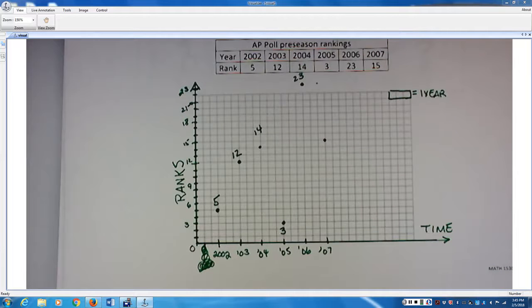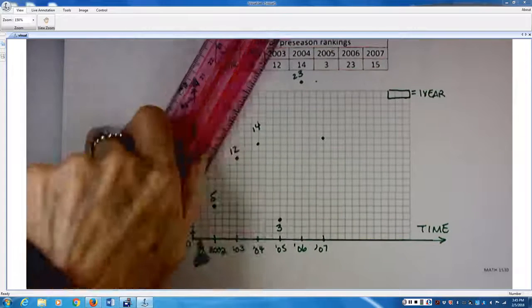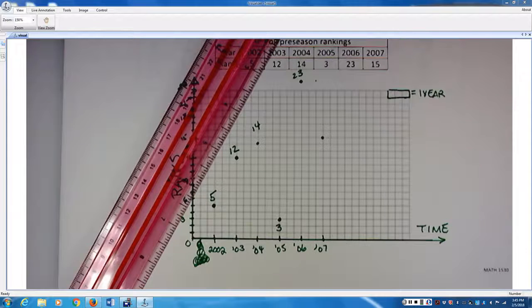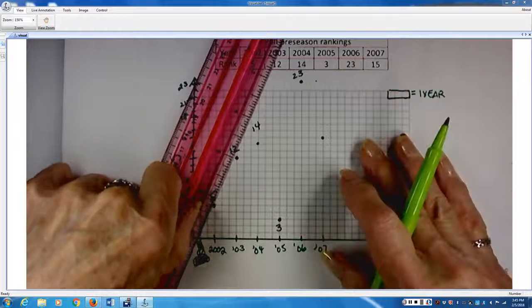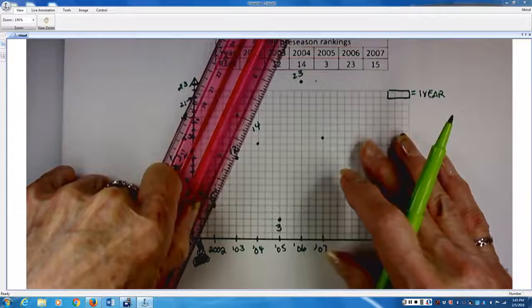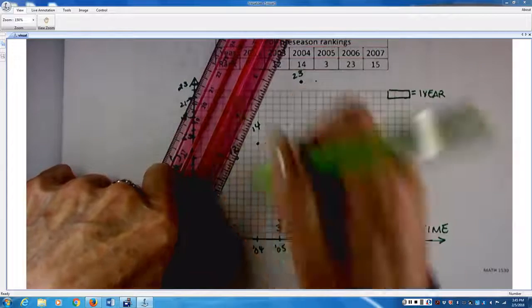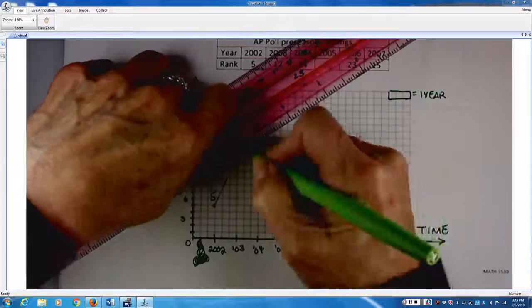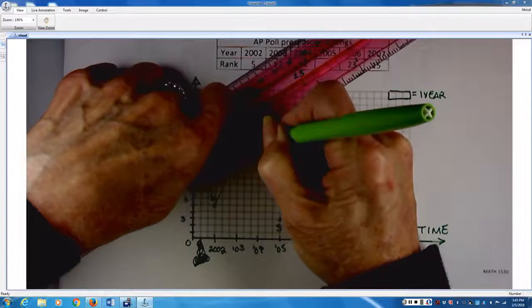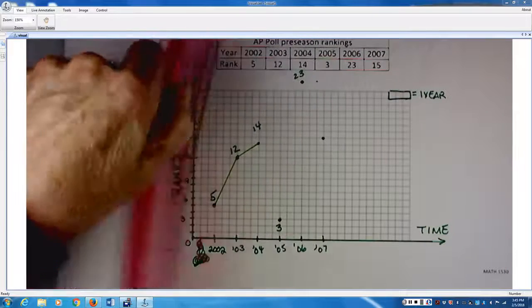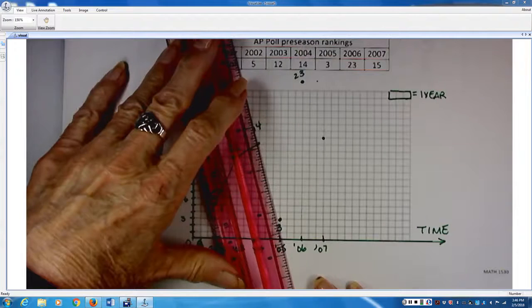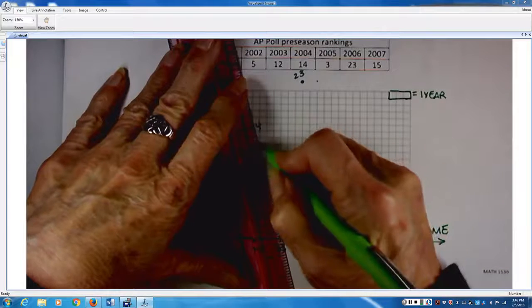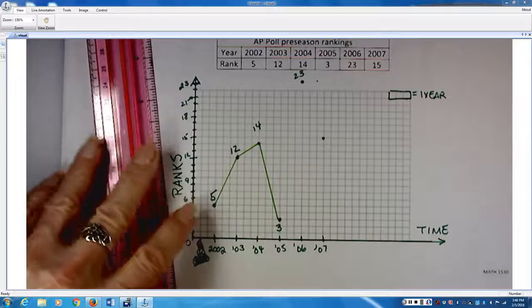And then all you do to make this into what's called a time series chart is you connect up the dots from one year to the next. So from 2002 to 2003, ranking changed to 12. And then they dropped another 2 places in ranking in 2004 to 14. But then in 2005, they achieved their best ranking for that whole period. They were ranked 3rd.